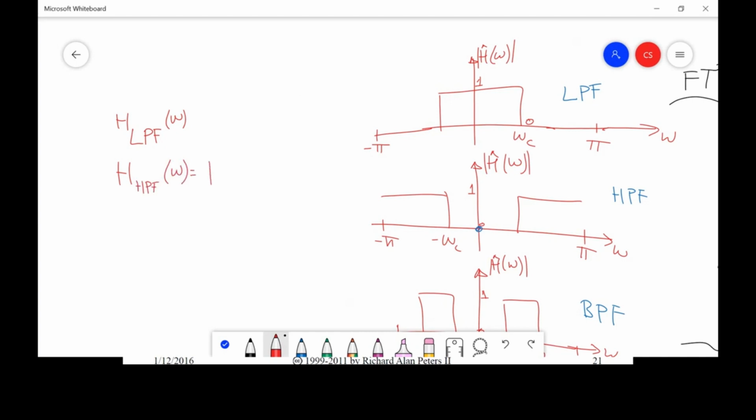Okay, I can simply say this is 1 minus the low pass filter. Okay. 1 minus the frequency response of a low pass filter. You see, if you take 1 and you subtract this part, this is what you get. Okay, so I can construct my filters in that way. With transforms everywhere.